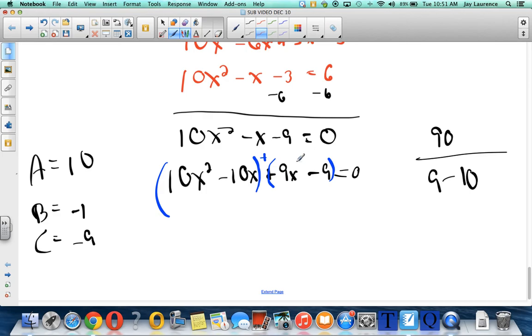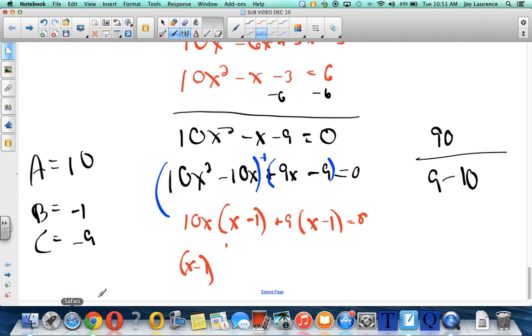Keep it up. All right, now I'm going to GCF this first quantity. I'm going to pull out a 10x, and I'm going to get x minus 1. And then I'm going to pull out a 9, and I'm going to get an x minus 1. All right, then I'm going to pull out an x minus 1. Oh, that doesn't look like an x minus 1. Sorry about that. I'm going to rewrite that. I thought I put myself in eraser mode. Let's try that again.